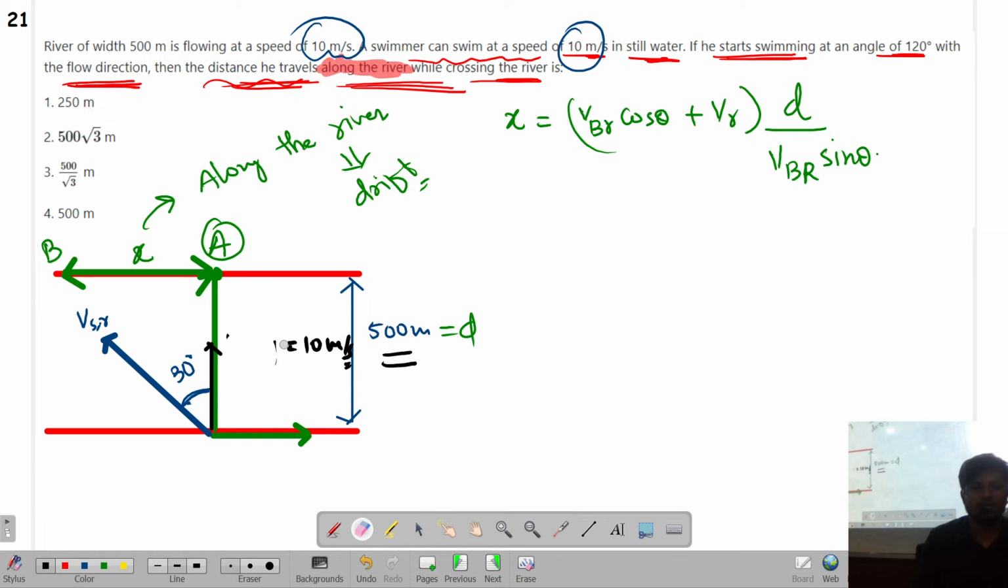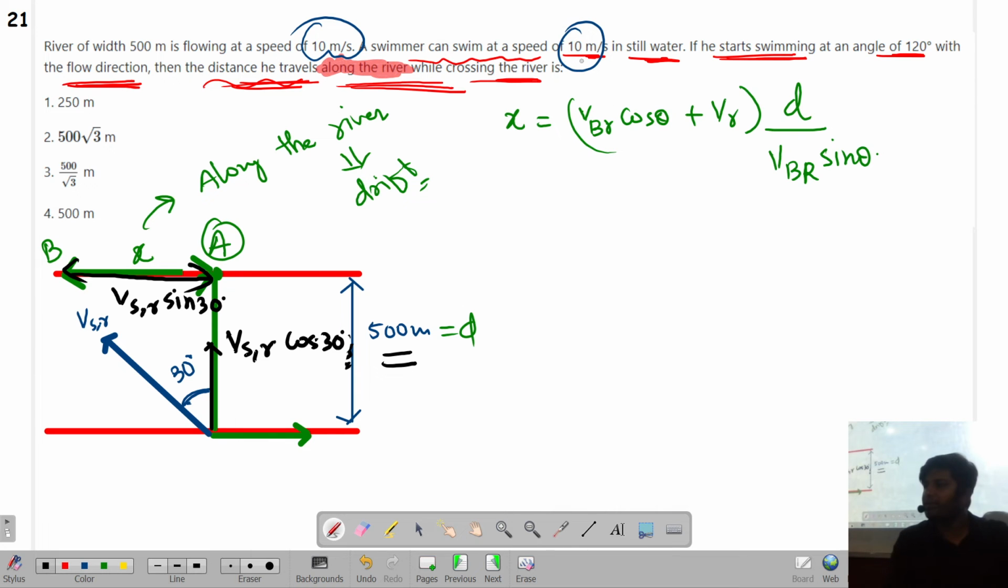Okay, so try to understand. See this. I can also write this as velocity of swimmer with respect to river times cos 30, yes or no. Along this path, it will be velocity of swimmer with respect to river times sin 30. Now, if the speed of the man matches with the speed of the river, there is no use of this speed. Got it or not?